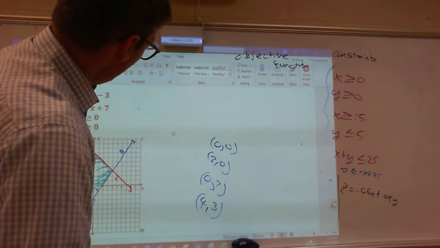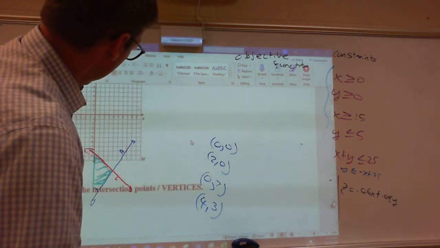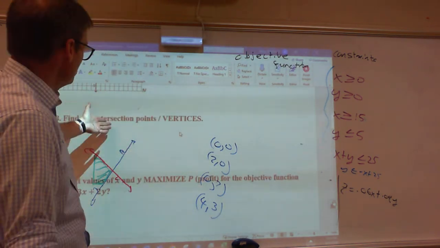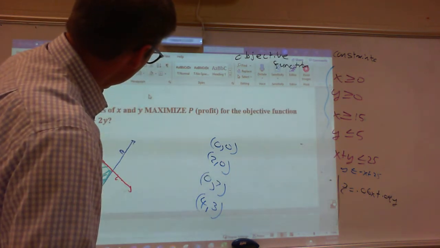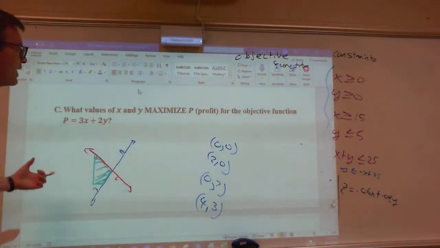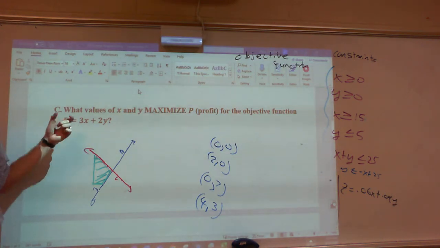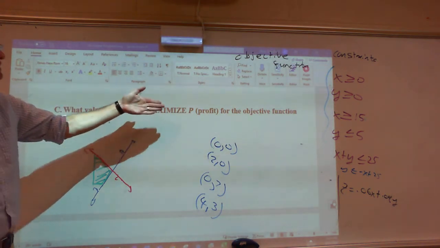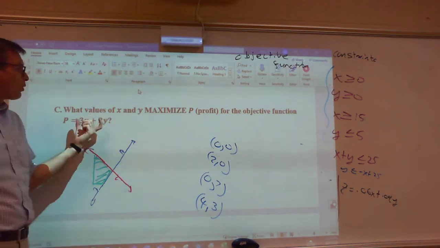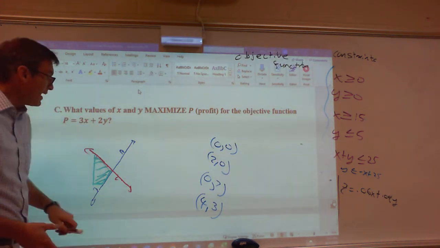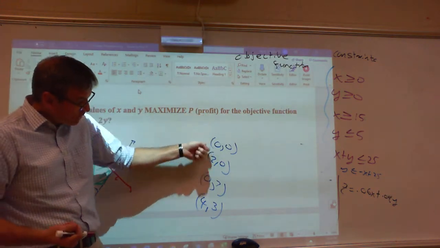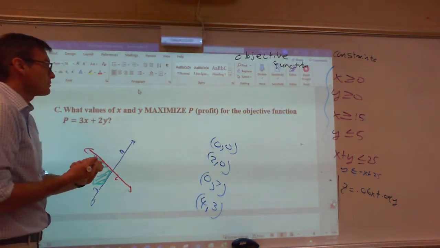Now if I scroll down, they're saying find the intersection point, the vertices, and at part C it says what values of x and y maximize profit. They want to maximize this thing. So if I'm trying to maximize this thing, that means I have to plug each one of these points into this.